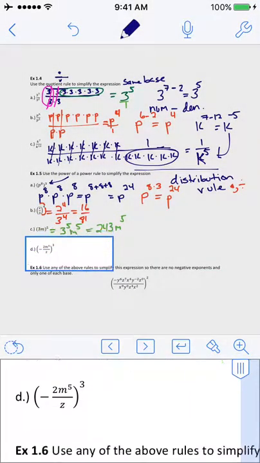Let's look at them both together now, the power of a power rule and the distribution rule, and see what happens when we simplify this little guy. I encourage you to pause the video now, use both the power of the power rule and the distribution rule to simplify this fraction.